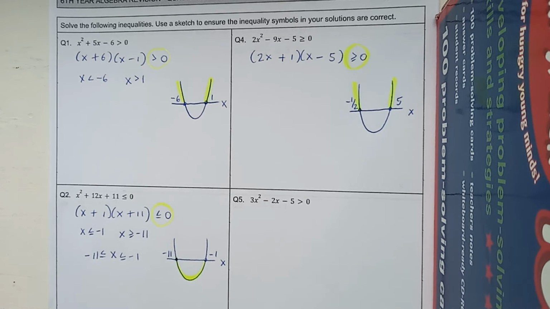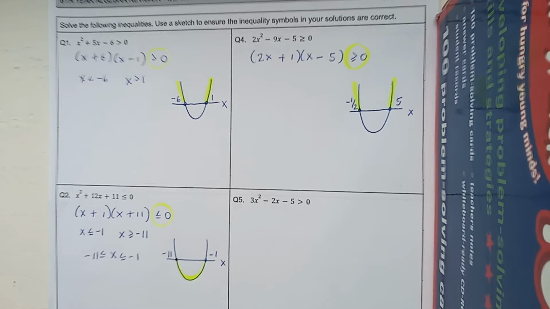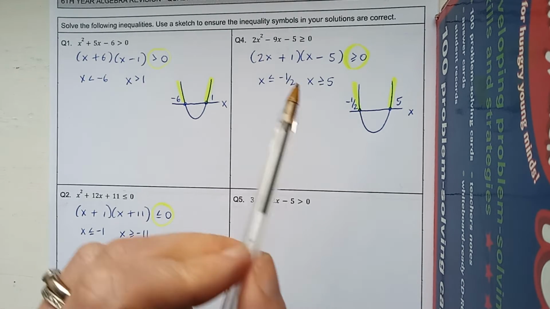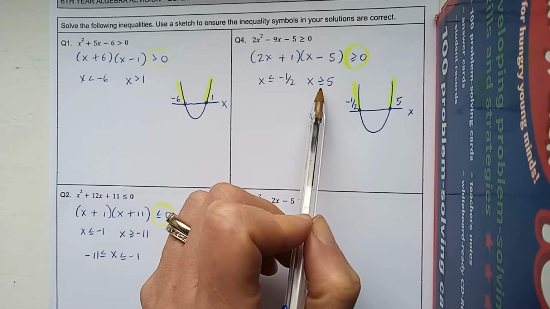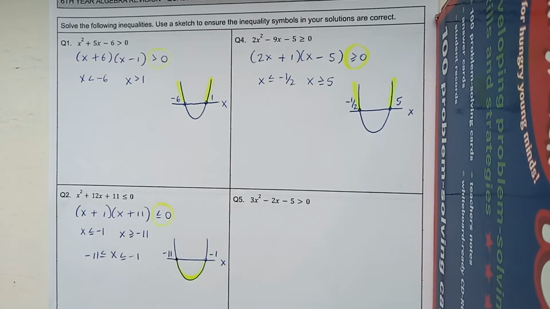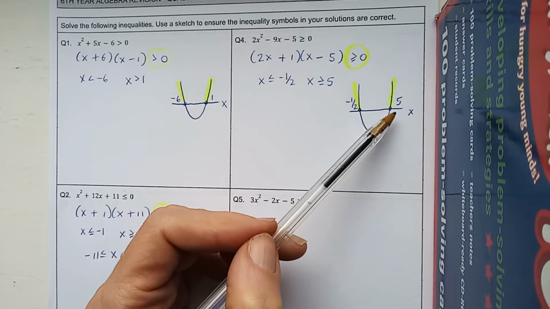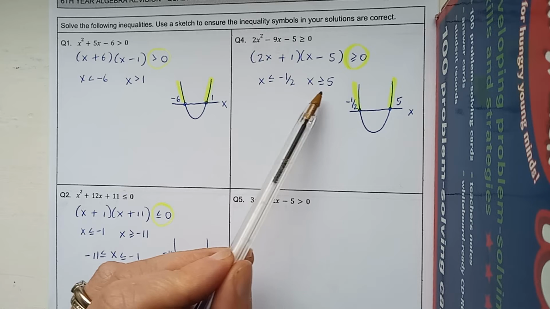Greater than or equal to means I'm looking above the x-axis. So I'm going to the left of minus a half, so my less than or equal to symbol points left, and I'm going to the right of 5, my greater than or equal to symbol points right. Two separate parts of my graph are highlighted here, so I won't merge my answer.